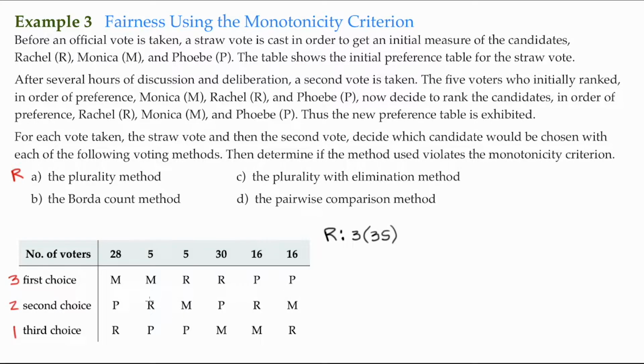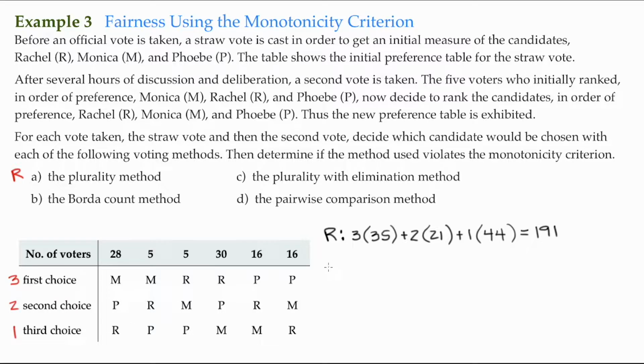Rachel has 5 here and then 16 here, so that's 21. So that's 2 points for those votes. And Rachel has 28 and 16 right here. So that is 44. You get 1 point for those votes. We go ahead and tally it all up. And Rachel gets 191 points using the Borda count method.